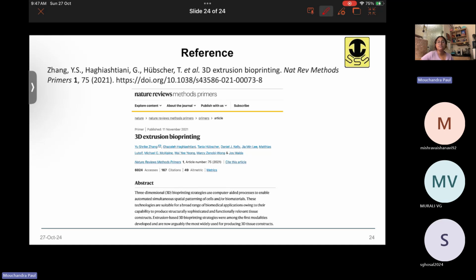All right. Next week, we will talk about the application of this technique for making skin tissue. So that paper we will try to discuss in detail: all the materials that they used and how they characterized that skin tissue is actually formed, and all those things we will discuss.